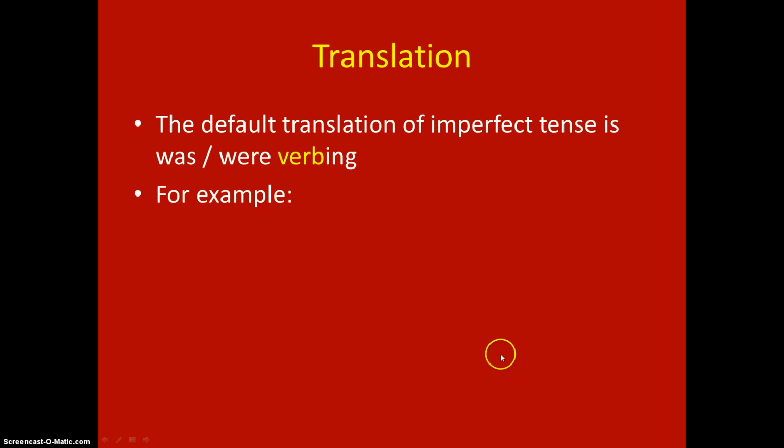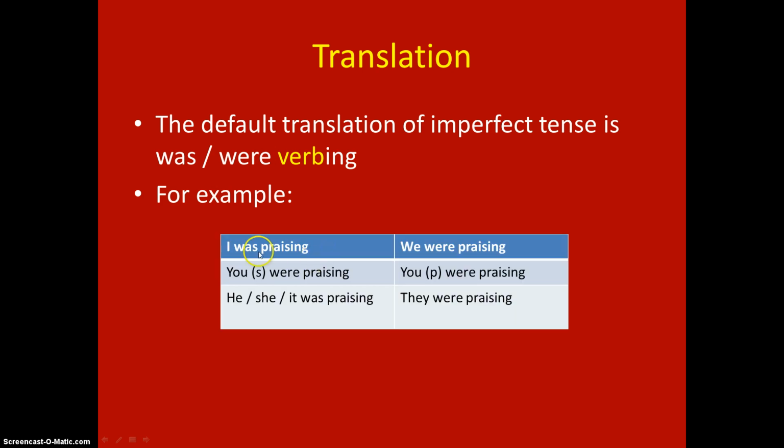Okay, so how do you translate the imperfect? You're going to translate it as was or were verbing. So again, if we do praise, it's going to be I was praising, you were praising, he, she, it was praising, we were praising, y'all were praising, they were praising. All right, so that's the present and the imperfect tense in Latin.